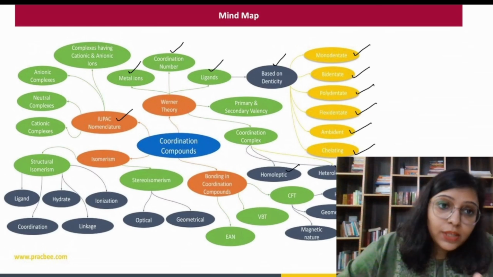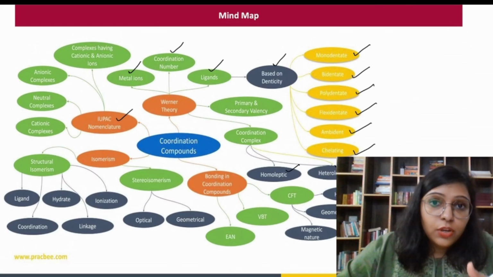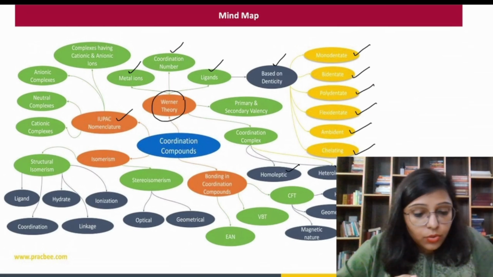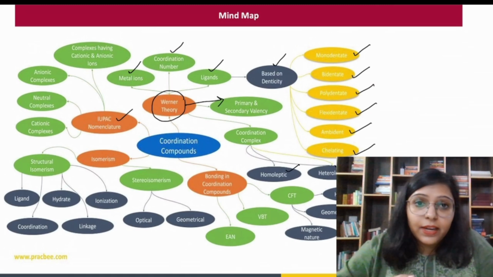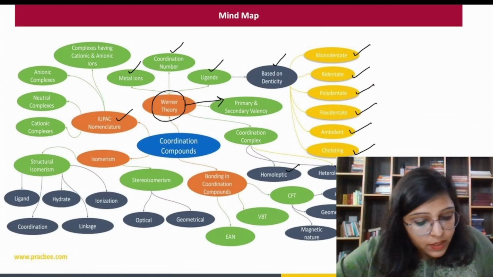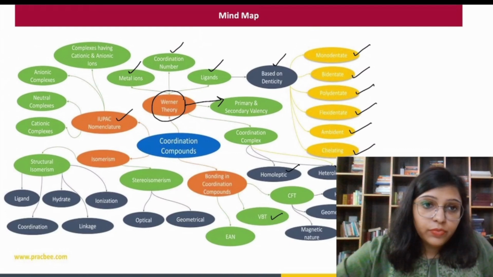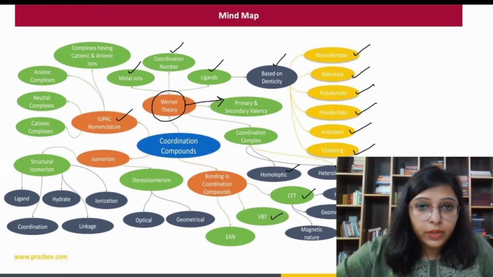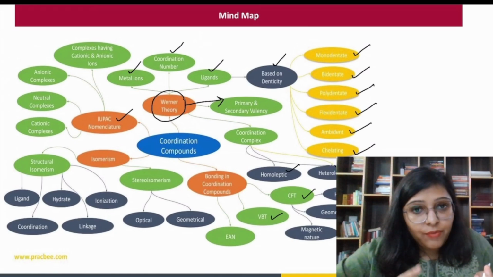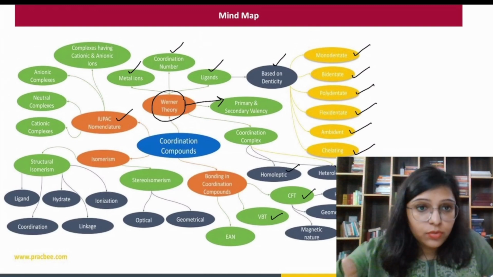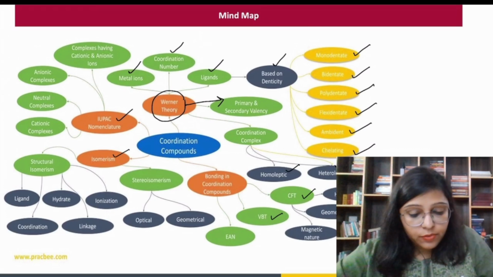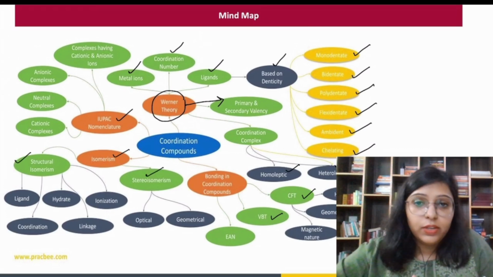Then we have the theories related to coordination compounds. In the theories, we have Werner theory, which is related to primary and secondary valency. Then we have VBT, in which we predict the geometry of the complexes. Then we have CFT, crystal field theory. After that, one more topic you have to study is isomerism. We have two types of isomers, structural isomers and stereoisomers.